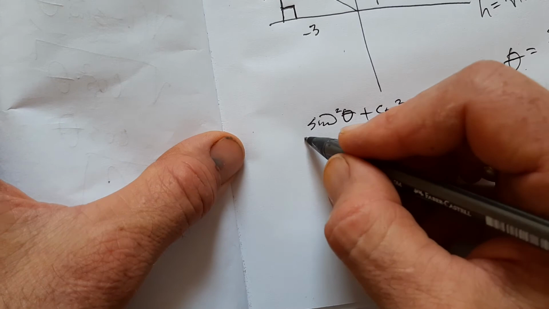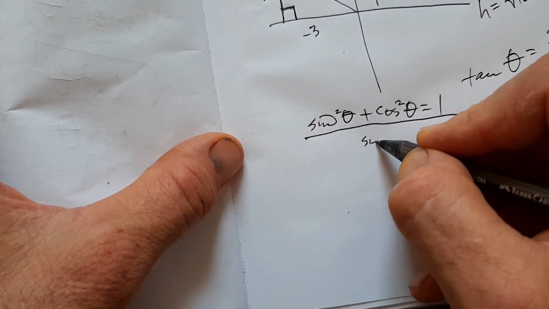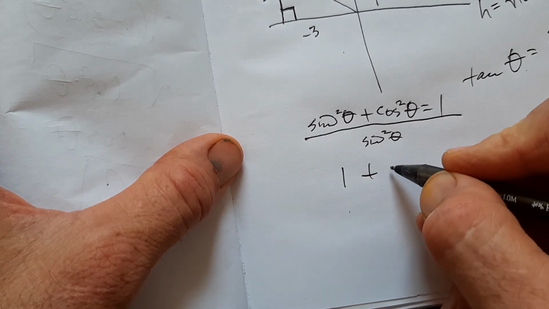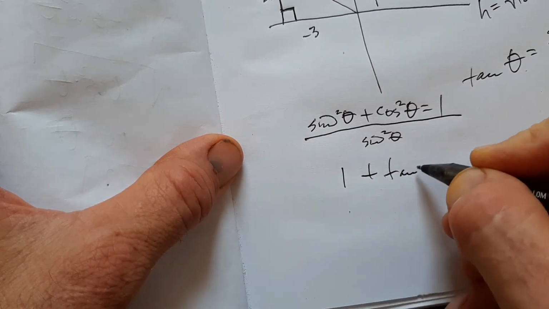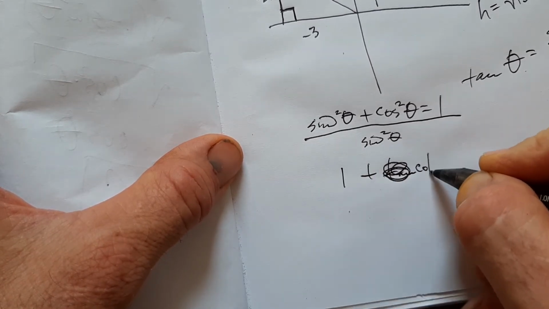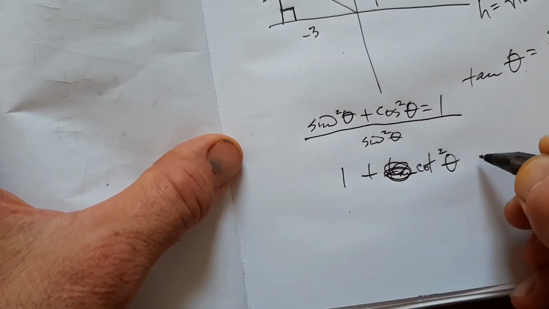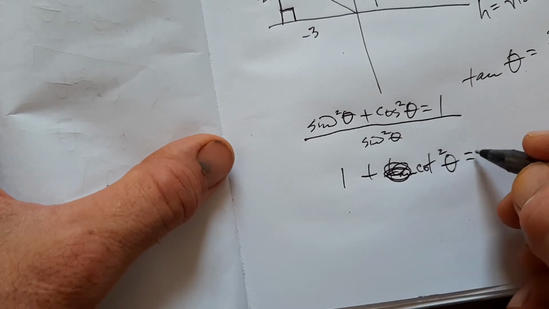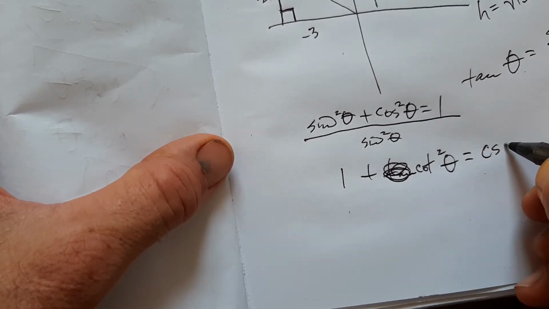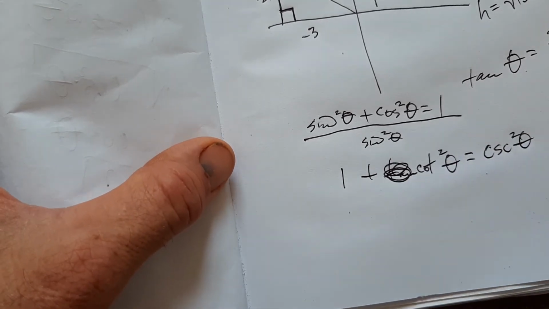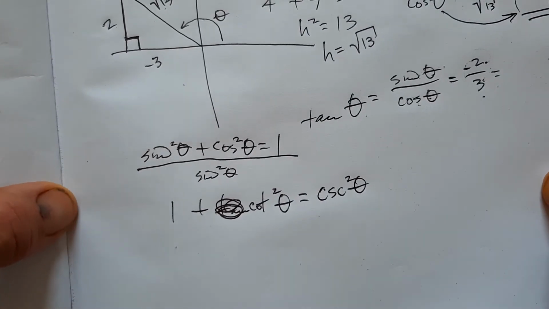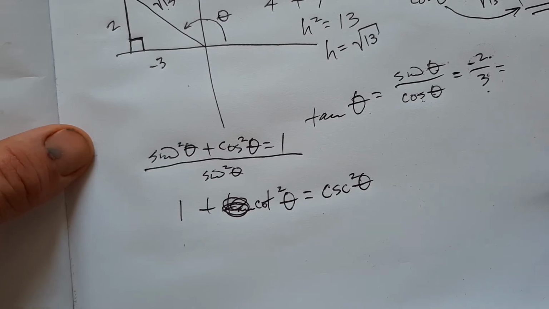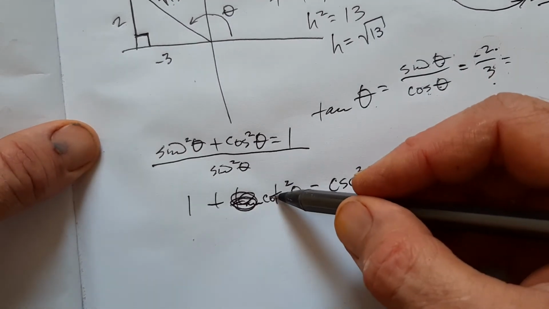And then if I divide everybody by sine squared theta, I get 1 plus tangent. No. Cotangent. Cotangent squared theta equals 1 over sine squared, which is cosecant squared theta. Now, how the heck can that work? That doesn't have tangent, sine, or cosine in it. But I know my inverses, right?